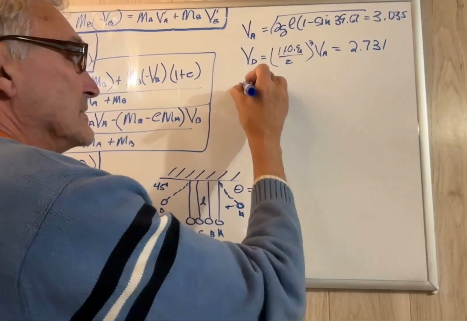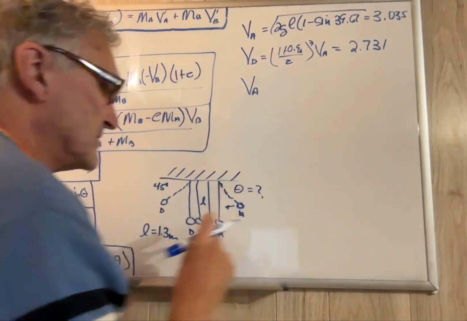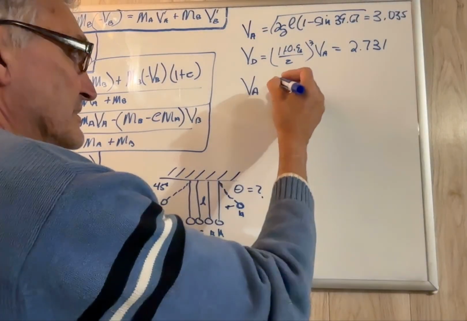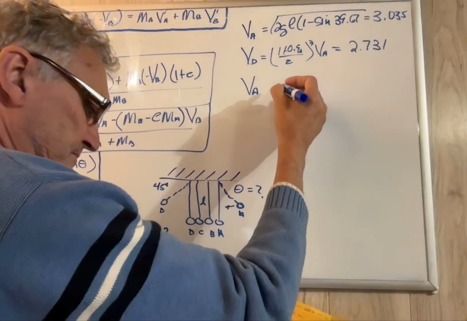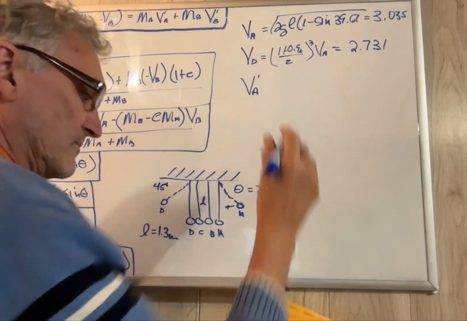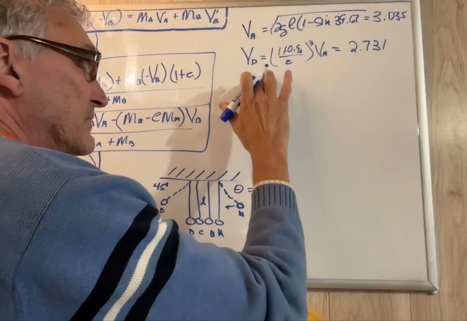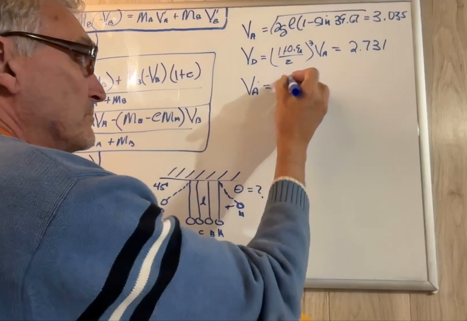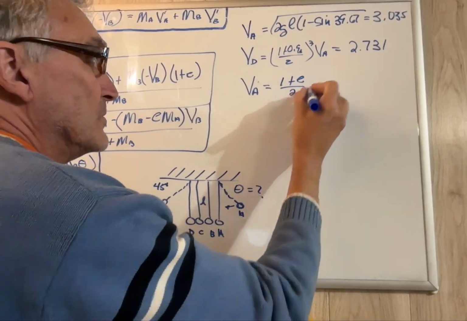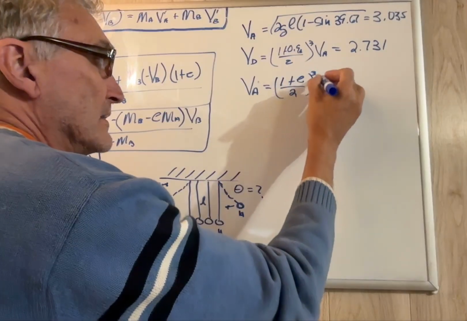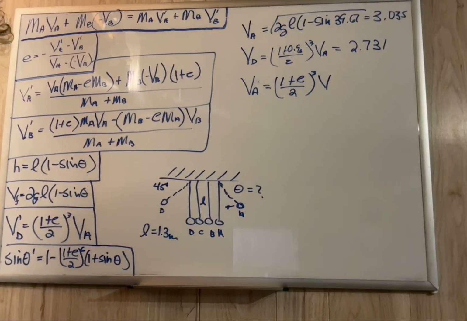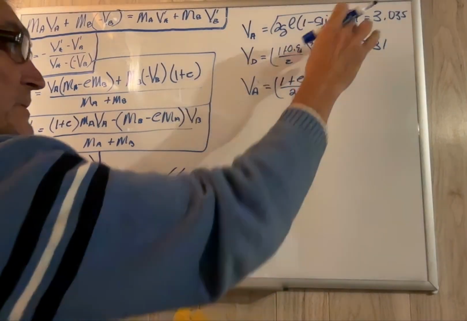2.731. Well, then it's going to go back to velocity A because you're swinging it back. So what would be my velocity A? Well, this is going to be the same game. Actually, it would just be velocity A, which is going to be equal to 1 plus E divided by 2 cubed of what? Of the original velocity A? Well, what would that be? That would be this thing right up here.